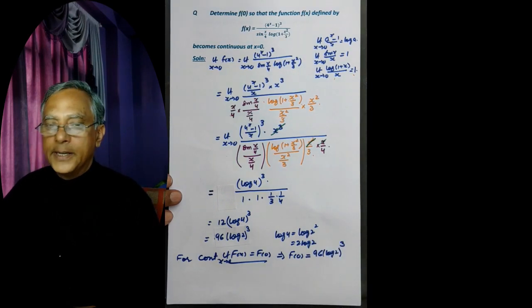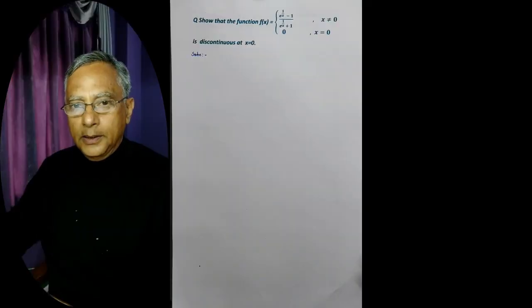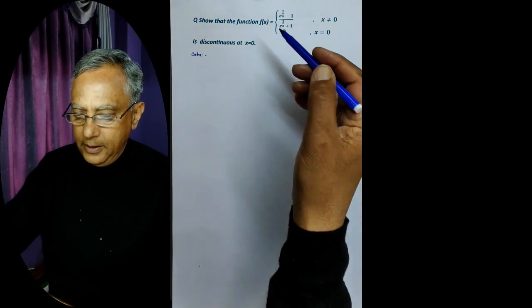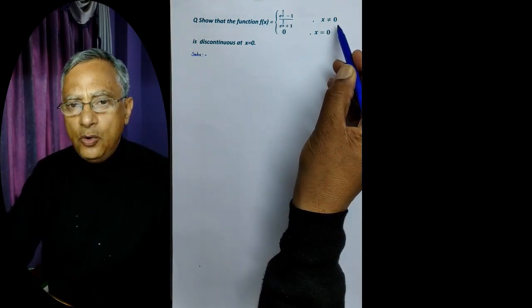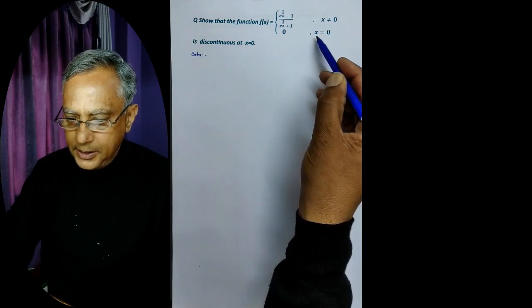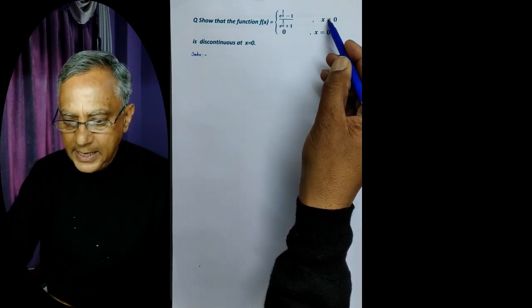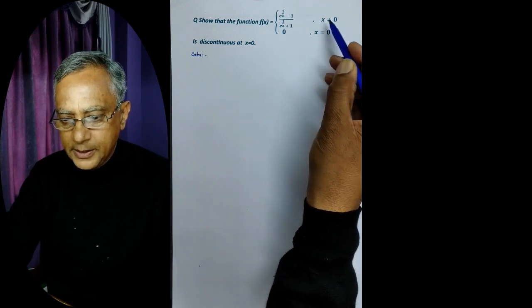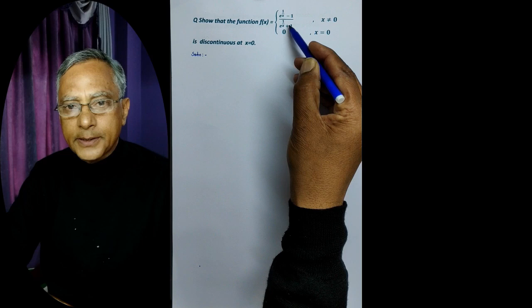Therefore, f of 0 must be 96 log 2 whole cube. This is the answer. In this question, we are given a function f(x) equal to this much if x is not equal to 0, and 0 if x is 0. Now for x less than 0, the definition is this. For x greater than 0, the definition is again this.